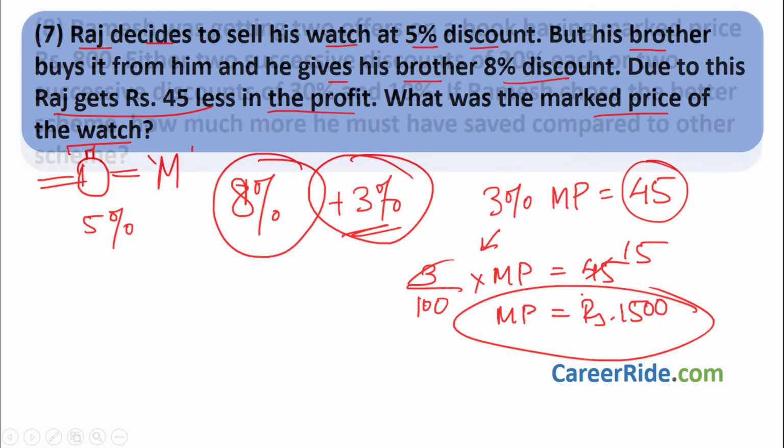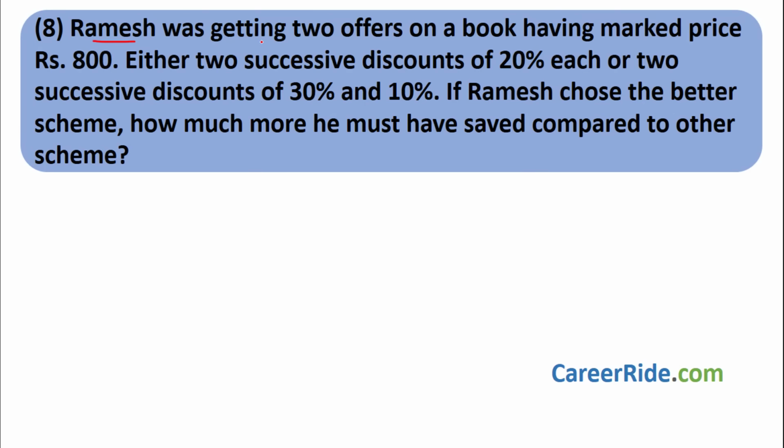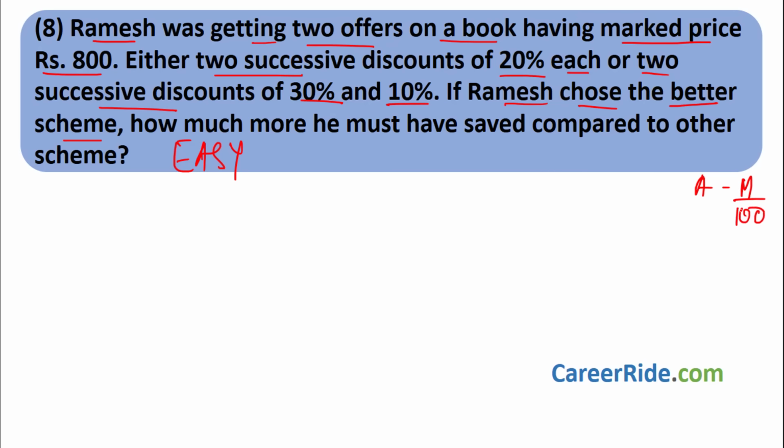Going to the next question. Ramesh was getting two offers on a book having marked price rupees 800. Either two successive discounts of 20% each or two successive discounts of 30% and 10%. If Ramesh chose the better scheme, how much more must he have saved compared to the other scheme? Again, very easy. We know the formula for successive discounts: add, minus, multiply by 100.